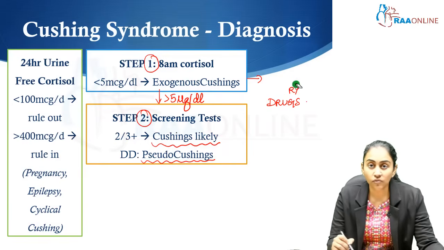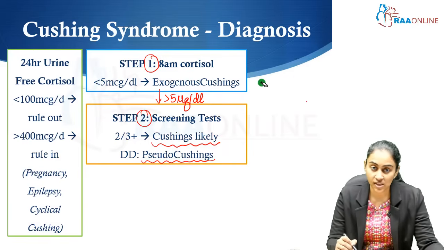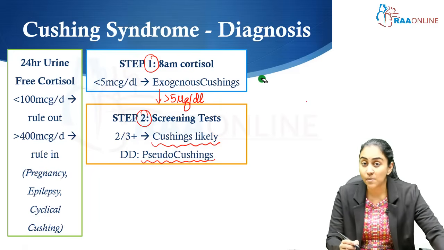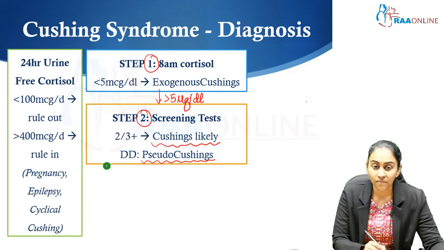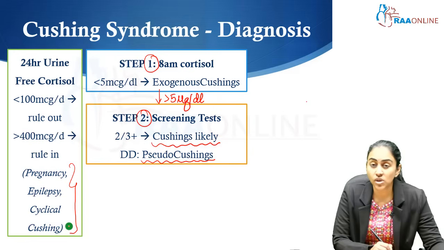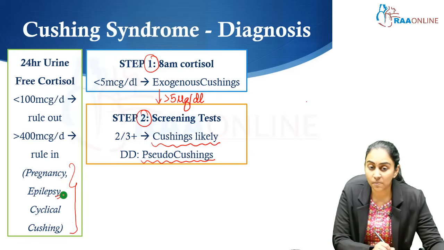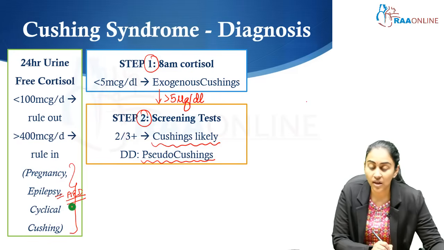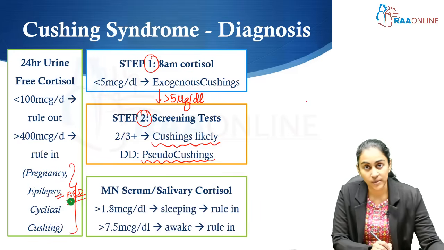If it is going to be more than 400 microgram per day, then cortisol excess is likely. If it is going to be less than 100 microgram per day, that helps us to rule out cortisol excess. Now, 24-hour urine-free cortisol is particularly going to be helpful in patients who are pregnant, in patients with epilepsy, because anti-epileptic drugs may interfere with the dexamethasone suppression test. That's why this may be a good idea, and in patients with cyclical Cushing's.